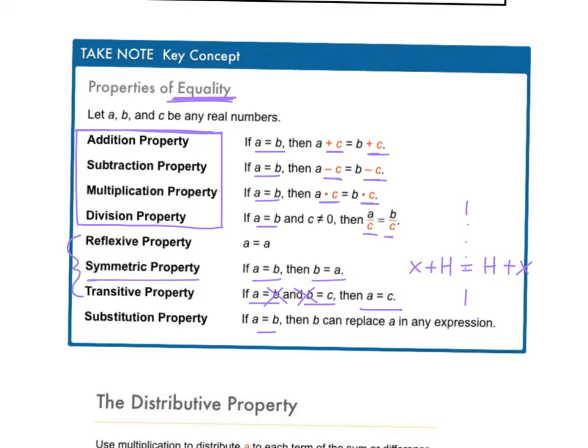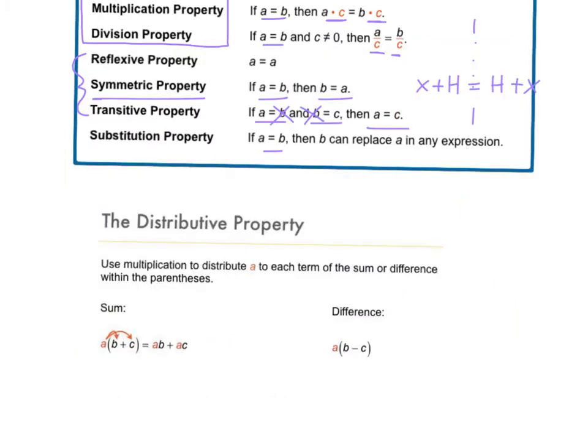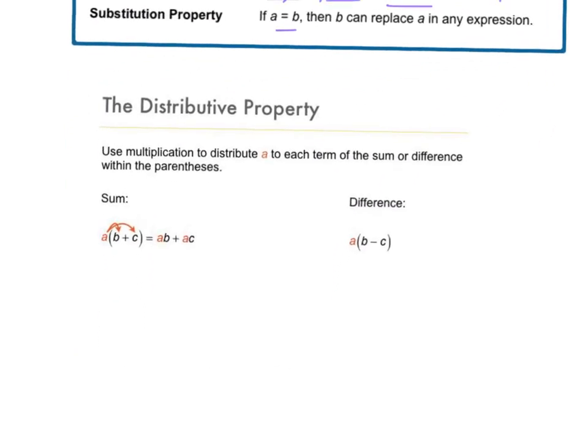All right, so those are some of the properties we're going to use. Here's one more, distributive property. Distributive property is just saying if you have A times B plus C, I can distribute that A to both of them, and I get AB plus AC. So same thing here. If I were to distribute this, it would be AB minus AC.